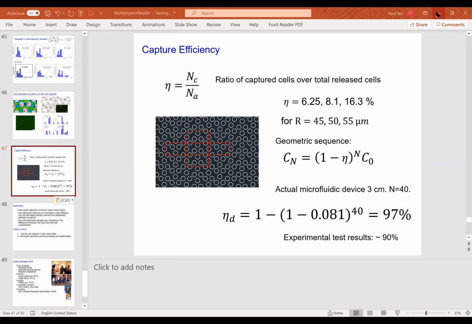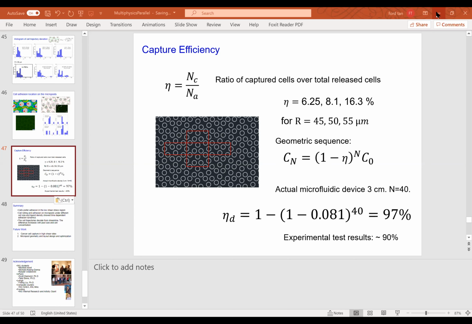For example, if we choose the 50 micron micropost device as an example, it comes out to about 97%. From the experiment results, it looks like it's around 90%. This is obviously an ideal, because we assume the capture efficiency would be exactly the same after each unit. But in the actual case it isn't, because once cells are captured in the previous unit, the number of cells would be less in the subsequent units.